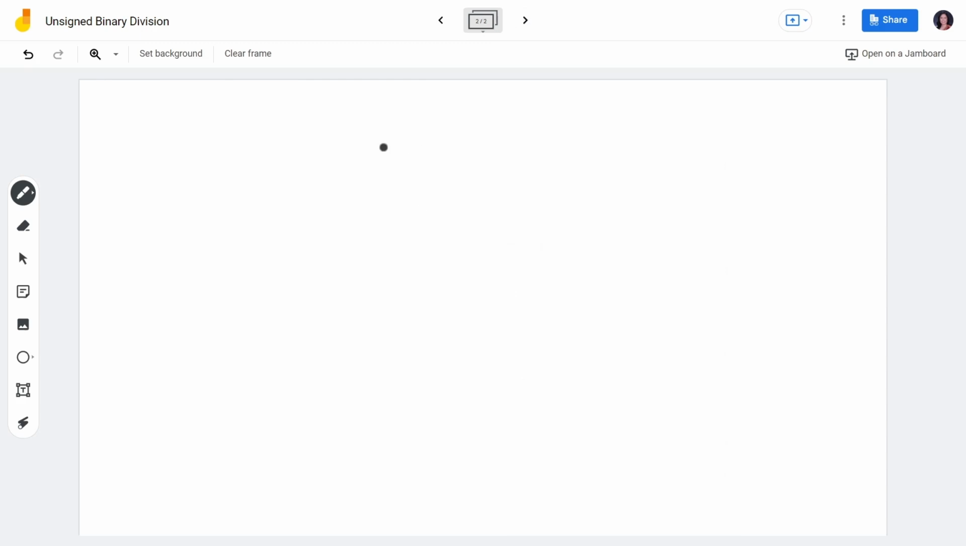For our first example, we have 1, 1, 1, 0, 1, 1, 1, 1, with bit positions 1, 2, 3, 4, 5, 6, 7, 8, 9, 10. For example, this is our value: 1110, 1110, 001.